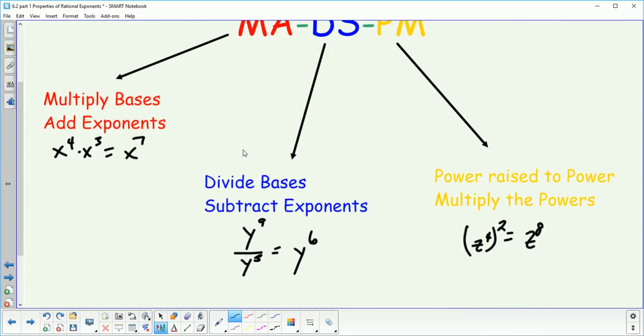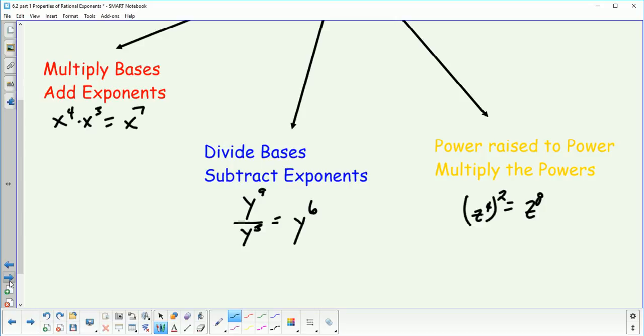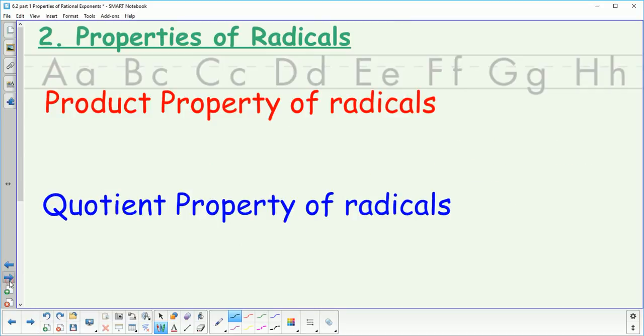The big one there that we didn't talk about was the negative exponent. Remember, that means you're going to write a fraction or a reciprocal, or you're going to change location. We've talked about it in each one of those ways. Okay, the properties of radicals.